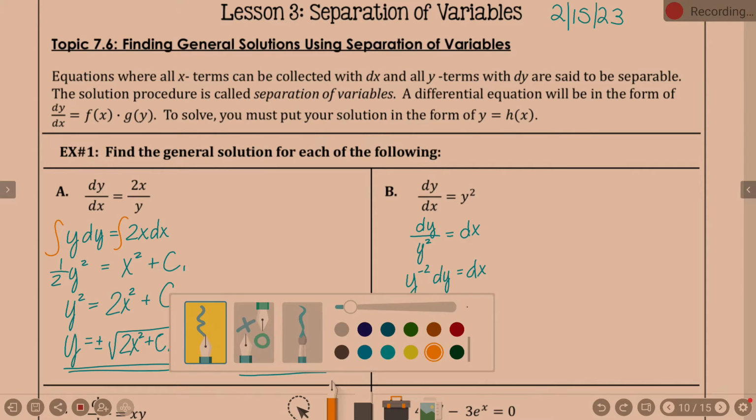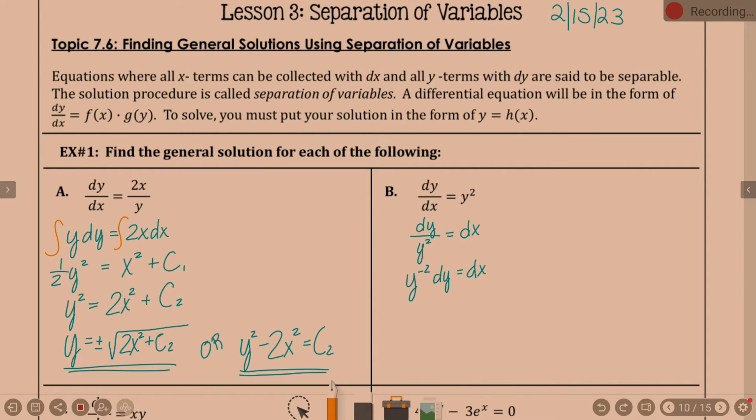Did you need to rewrite it personally? I don't know. Not necessarily. It's not going to be natural log? Nope. Why? Because this is a power of 2, which when I rewrite that as y to the negative 2, you can add 1 to it and divide by the new power. Whereas if it was just y to the first, and I add 1, negative 1 plus 1 puts me at 0, and that doesn't do anything for me. Okay? So, ready to integrate?